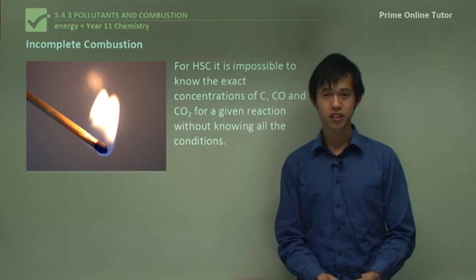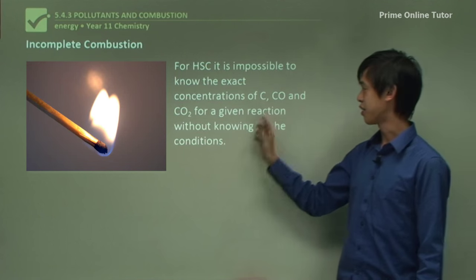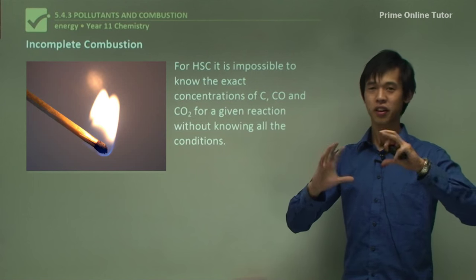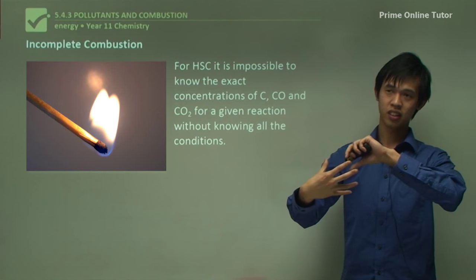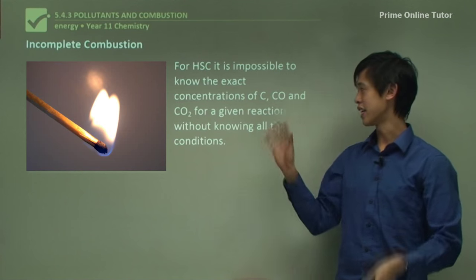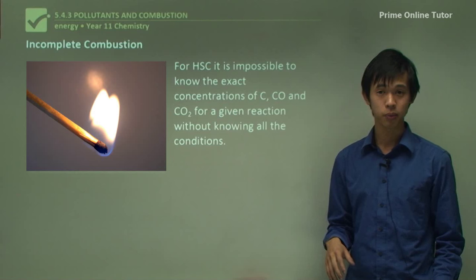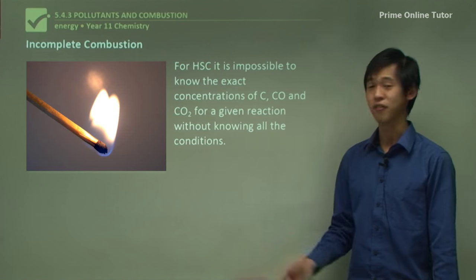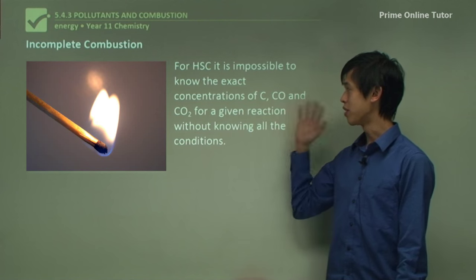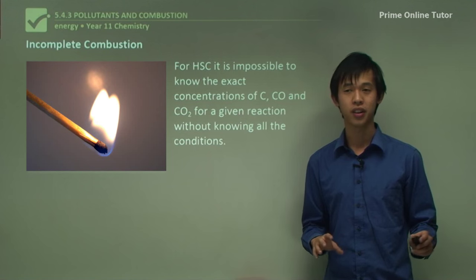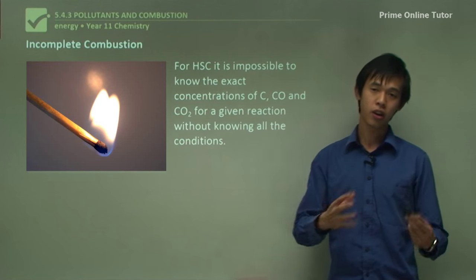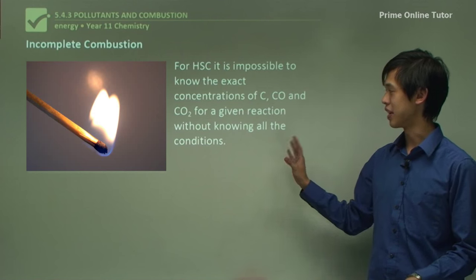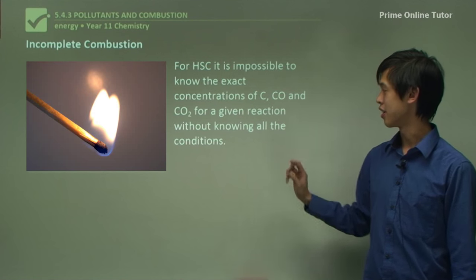So in your HSC, it's impossible to know the exact concentrations of C, CO, and CO2 because there's another thing called chemical kinetics, which will interfere with your normal ways of solving these problems. The combustion equation for complete combustion was really easy, and that's the whole point of studying it first. But when you get to incomplete combustion, there's a lot more things going on, a lot more dependencies. So you won't know for sure what's what in an incomplete combustion case in HSC.